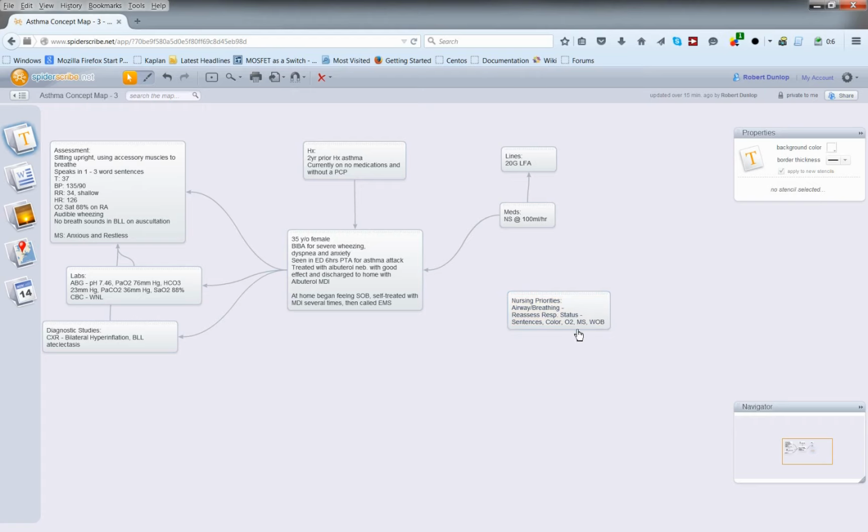Okay, so we have our priorities. And actually, you can use these priorities to help tie in with your nursing diagnosis. So let's go ahead and add a nursing diagnosis here. What's the obvious one? How about ineffective breathing?